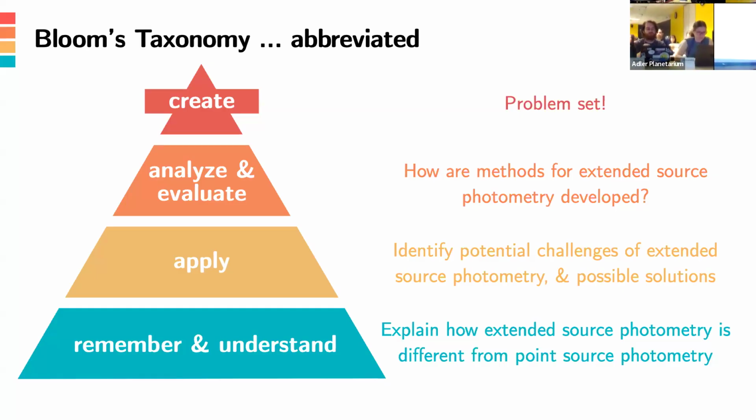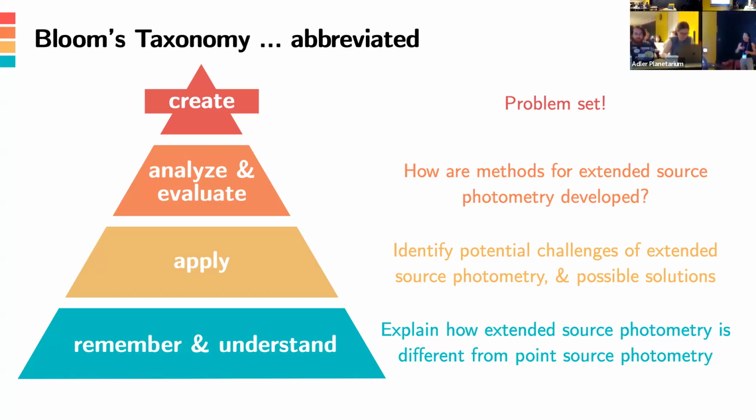So today we're again going to think a little bit about this abbreviated Bloom's taxonomy and these different levels of learning. Starting from remembering and understanding, we'd like to be able to explain how extended source photometry is different from point source photometry, which you thought a lot about earlier this week. Then going up, identify potential challenges of extended source photometry and possible solutions. So more than just identifying the difference between a point source and an extended source, what are the challenges that come into doing extended source photometry and how to think about new ways to really surmount these challenges.